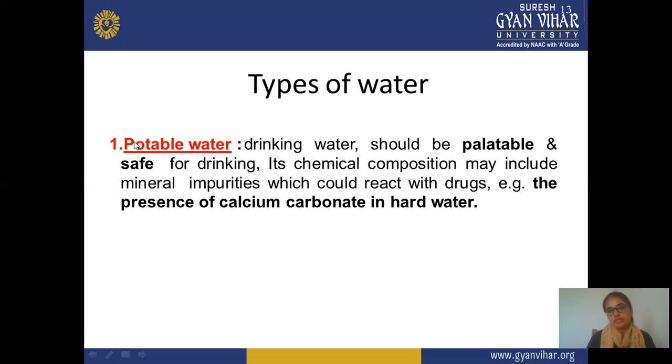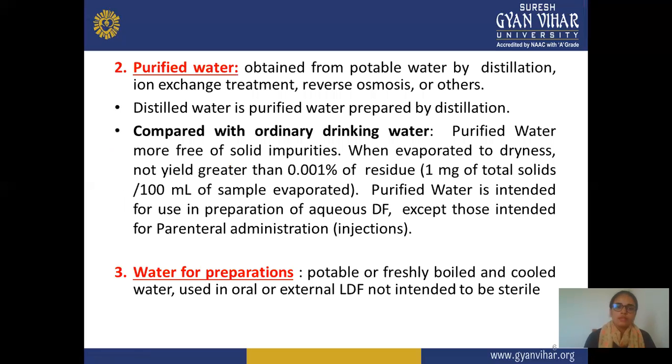So before using potable water, you should ensure that it doesn't affect your formulation or interact with your drug or your API. It should form a stable dosage form or stable formulation. Next type of water is purified water. Purified water is obtained from potable water by distillation, ion exchange treatment, reverse osmosis and others. Hence, purified water is just a modified or purified form of potable water. You treat your potable water with some methods or techniques and convert it into a more pure form.